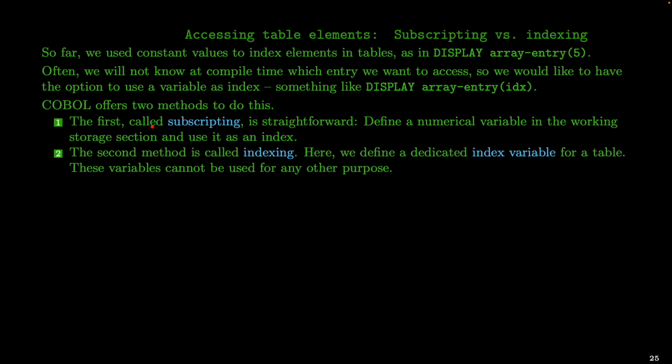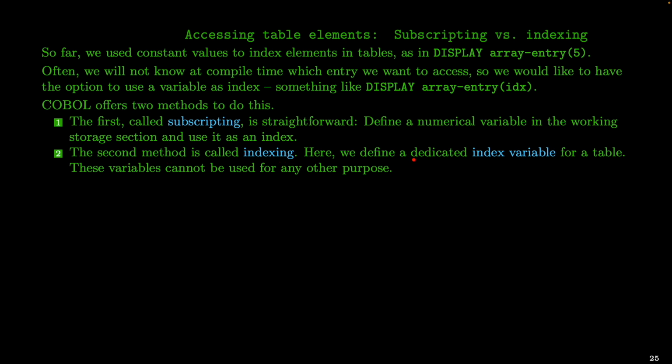The first one is called subscripting, which is maybe the straightforward way that you would expect. You define some numerical variable in the working storage section and simply use that one as an index. That works. Then there's a second method called indexing.